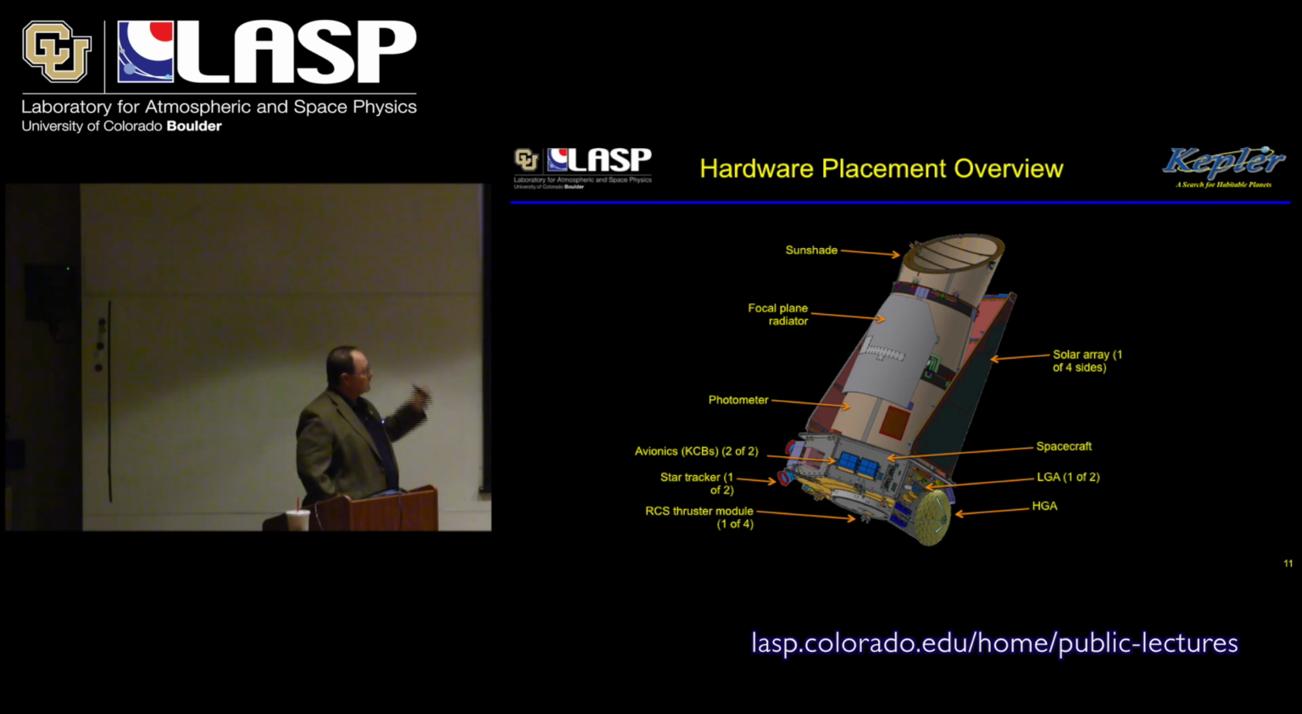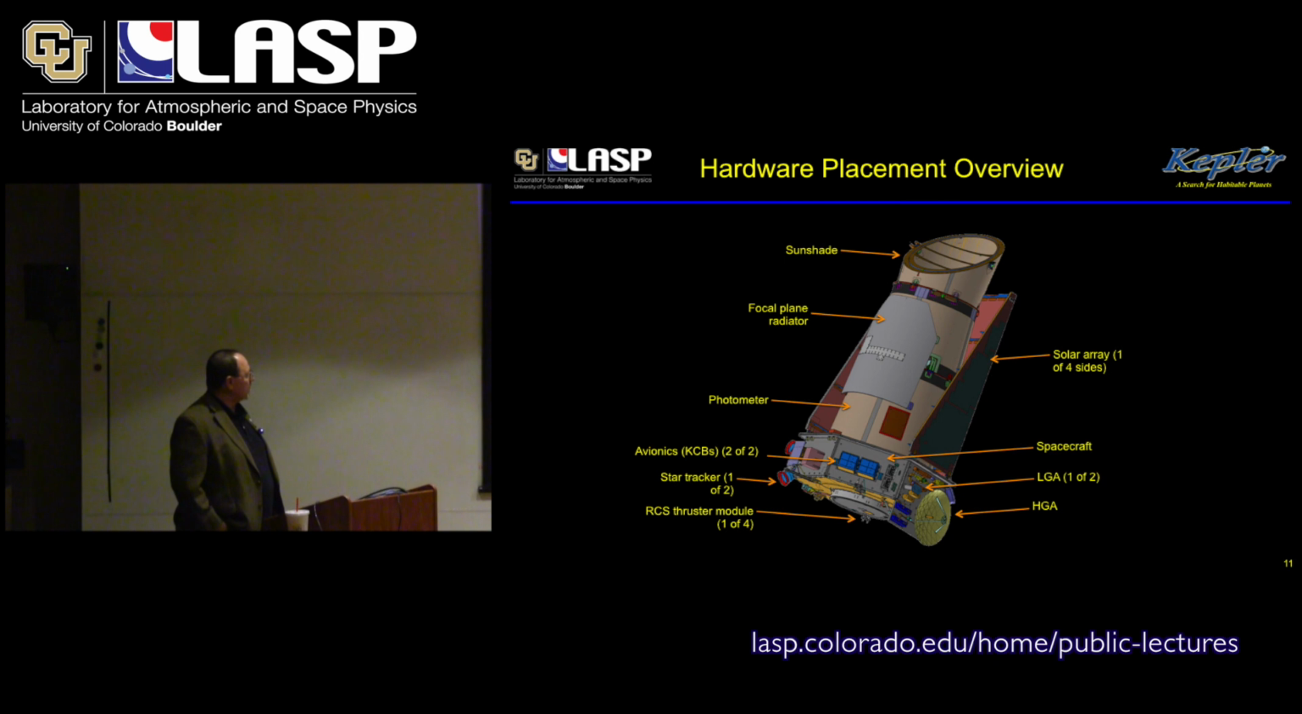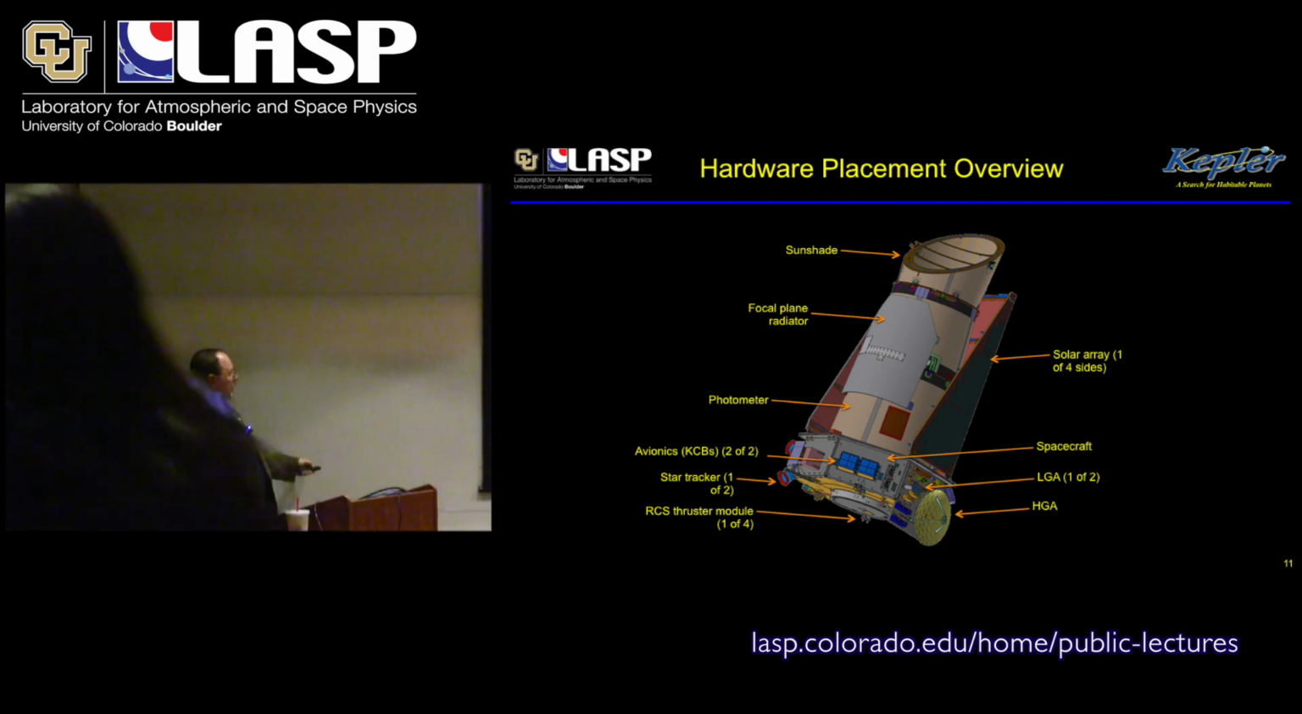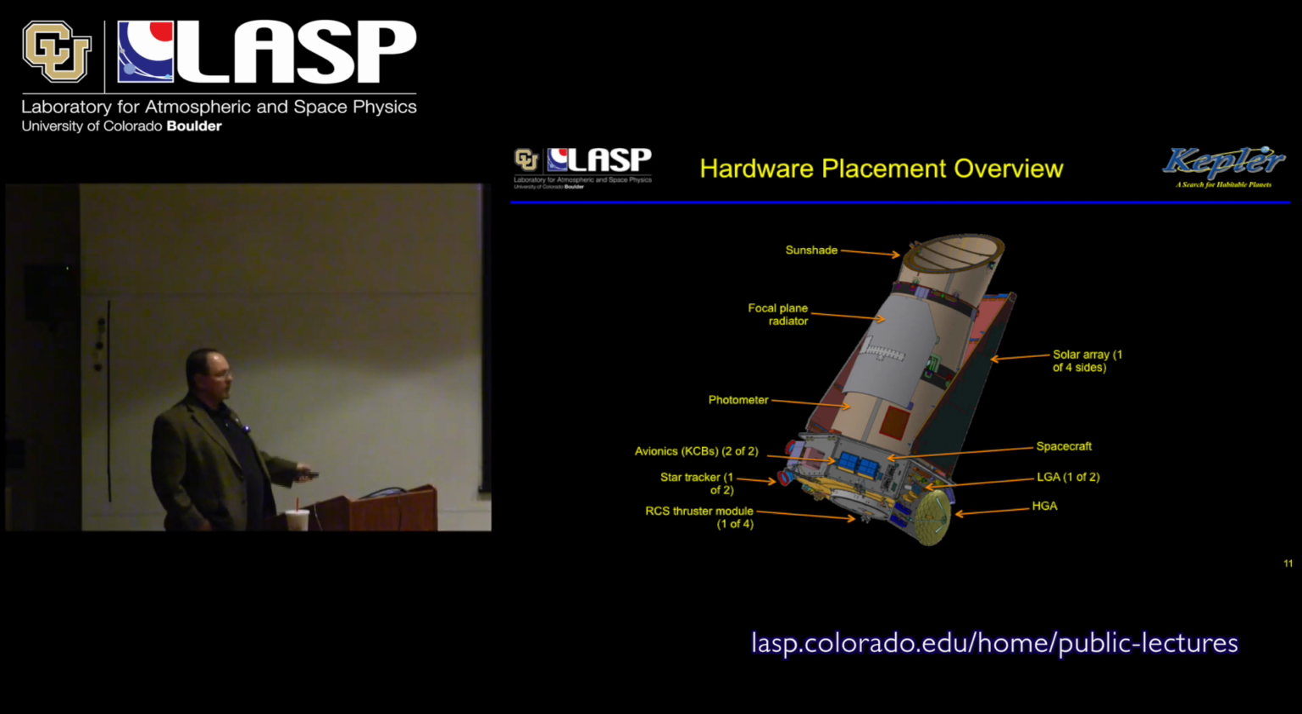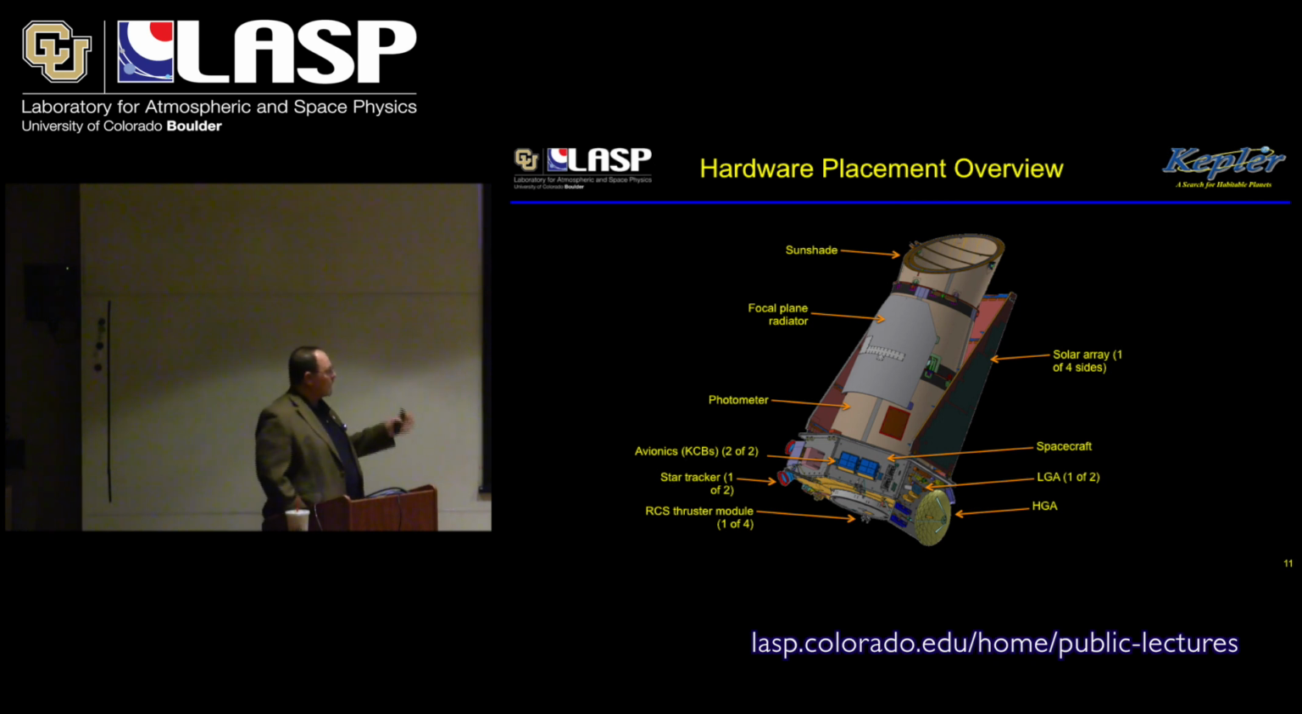So here's a kind of a hardware placement overview to kind of orient you to what's going on with the spacecraft. Pretty much all of the electronics are mounted to the outside for thermal balance and conditioning. We've got a couple of star trackers pointing in 2 different directions so that we can track stars and know our attitude. We've got RCS thruster modules on each of the 4 sides here that allow us to control the attitude of Kepler.